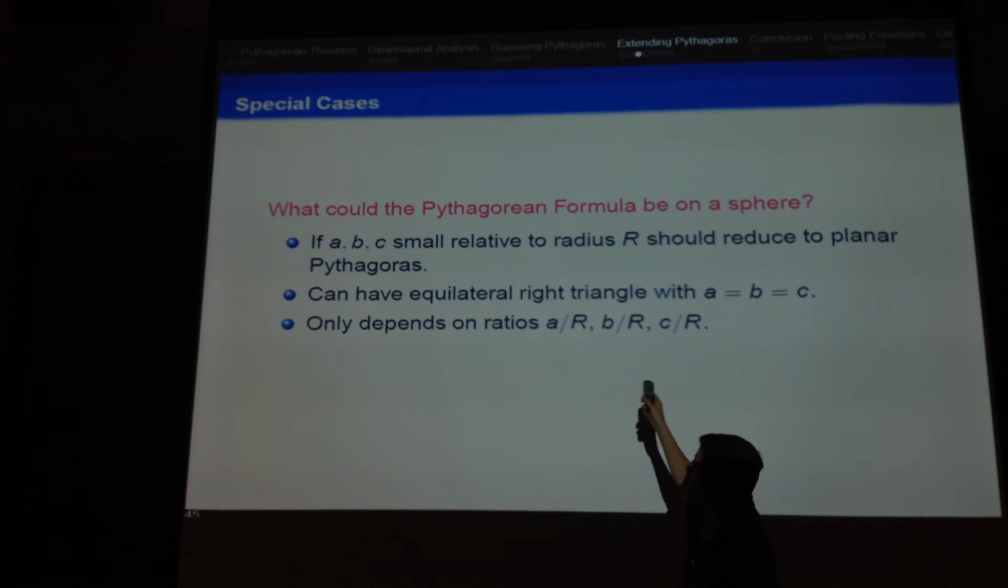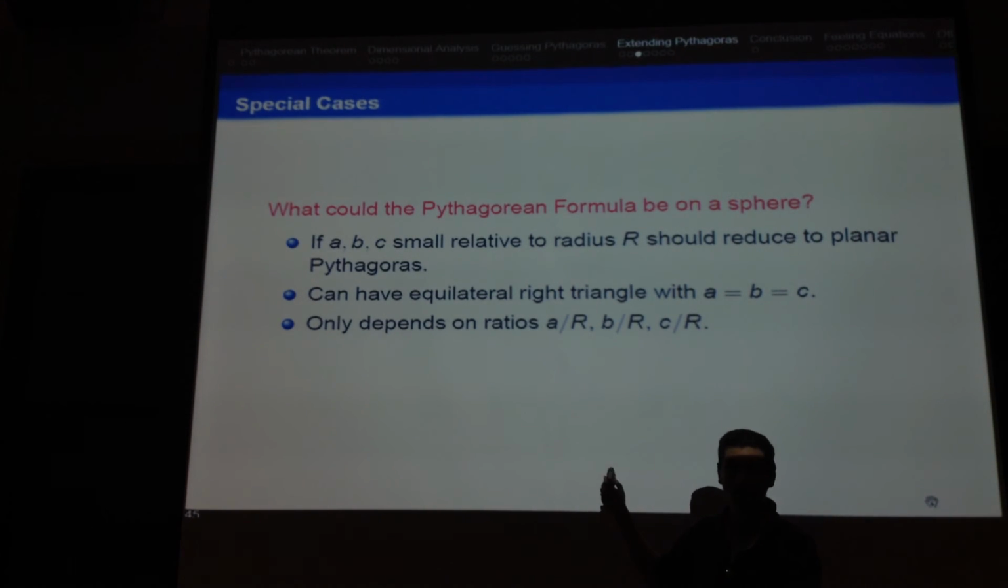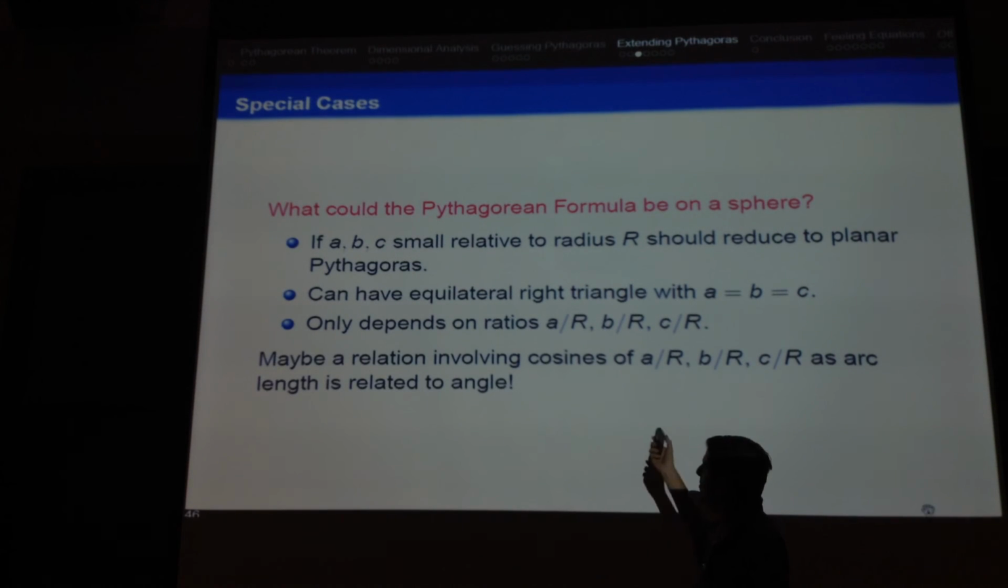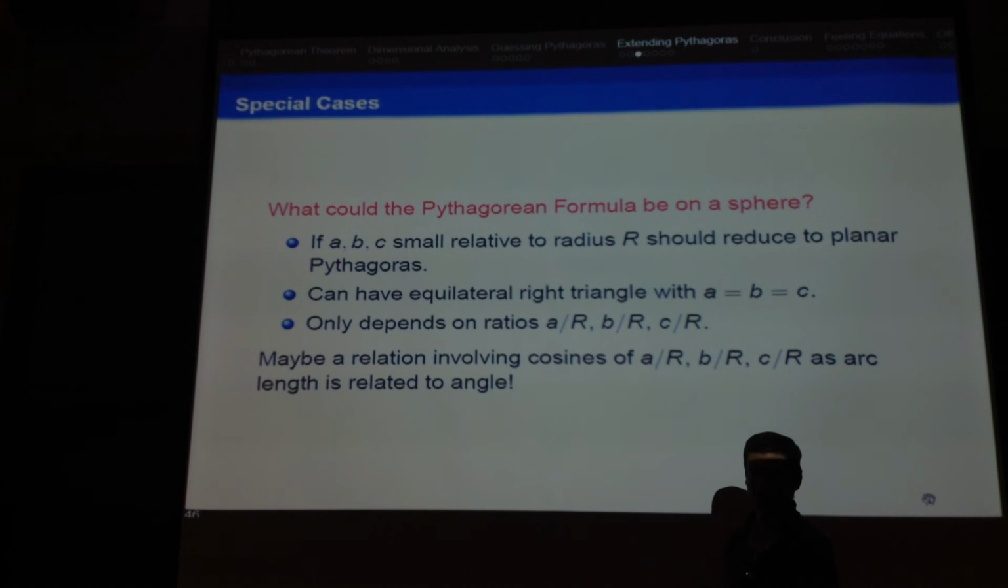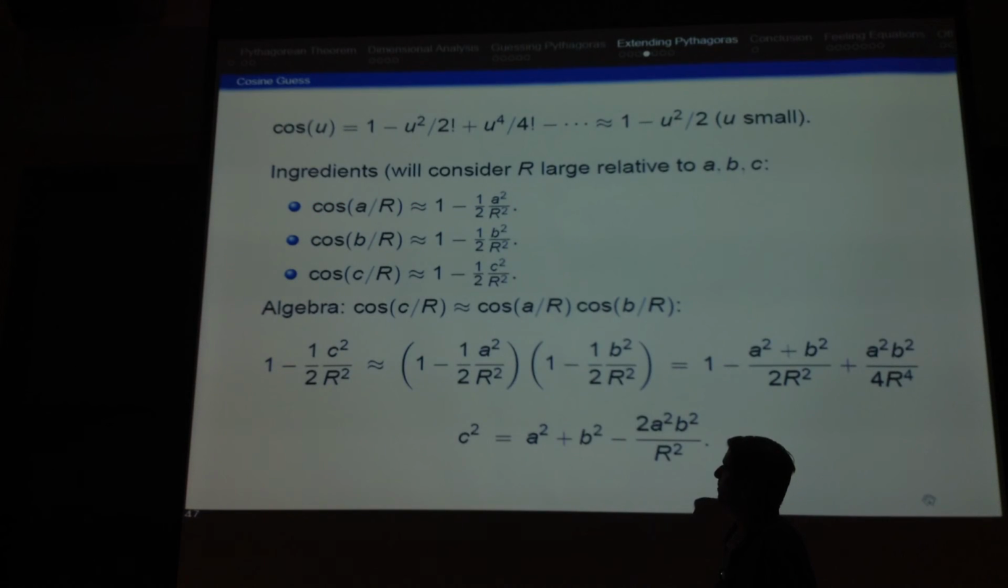So does anybody have any thought about what might come together with all these ingredients? What would you conjecture? Any thoughts? So Professor Gowdy and I took a long time to come to the following, and in hindsight we should have hit it a lot earlier. Maybe a relation involving cosines, because the arc lengths are related to the angles, so maybe cosine should be reasonable.